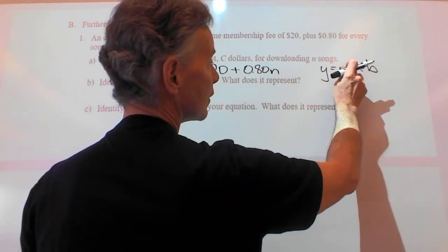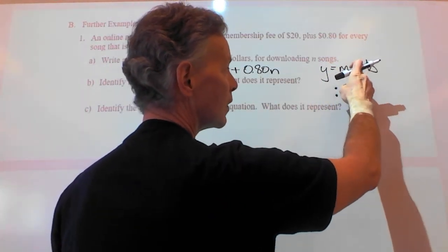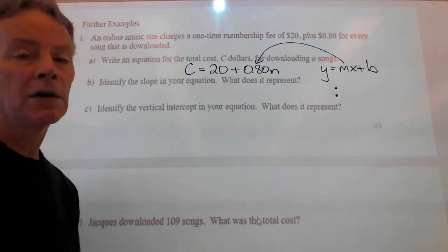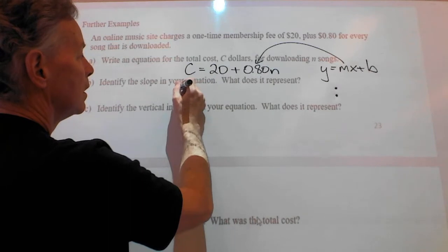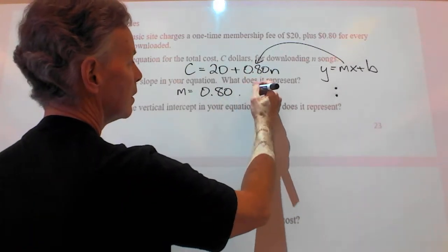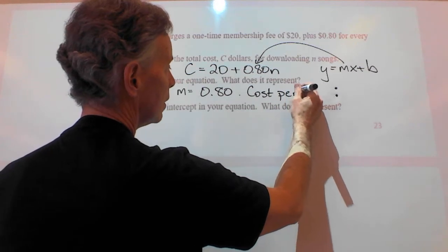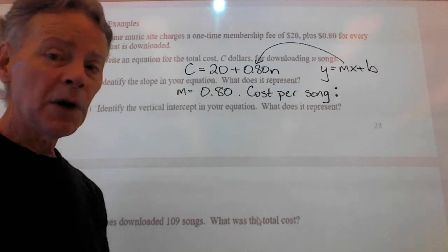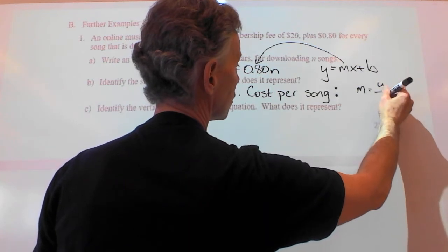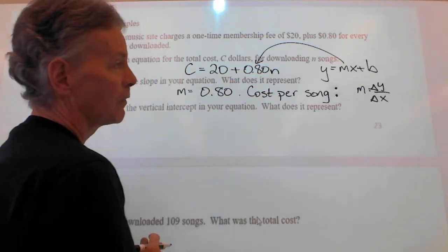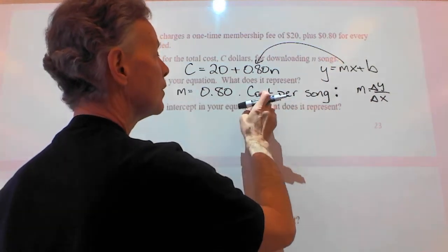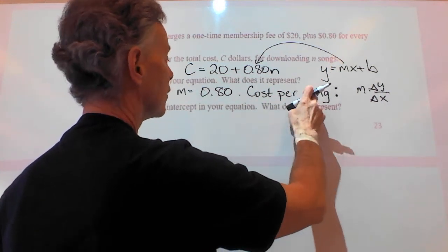Okay? Remember, the slope is simply the value attached to your independent variable, your x variable, which in this case is right there. Okay? So identify the slope. Slope equals 0.80. What does it represent? Cost per song. And that should make sense, because remember, slope is change in y over change in x. What is y? Y is the cost. What is x? X is the number of songs, so our slope is, in this case, cost per song.